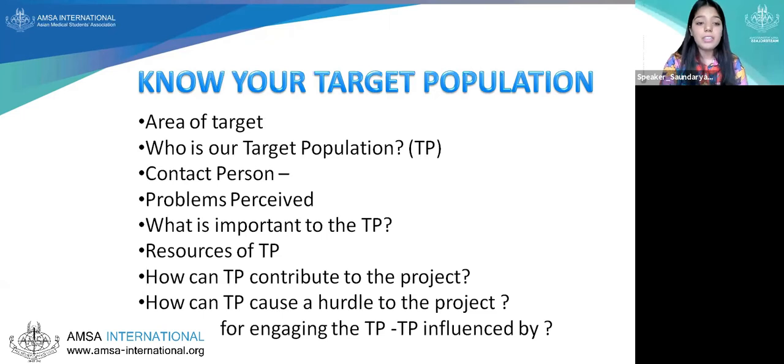Look at their resources. That's another point mentioned. The resources of the target population. Who is the target population? What is their economic background? Why are they not able to achieve healthcare? Why don't they have access to universal healthcare? And how can I and they together make it happen? So a lot of points are needed here. These are a list of the points that we formed while doing a bit of research. So who is the target population? A contact person. This is quite helpful.